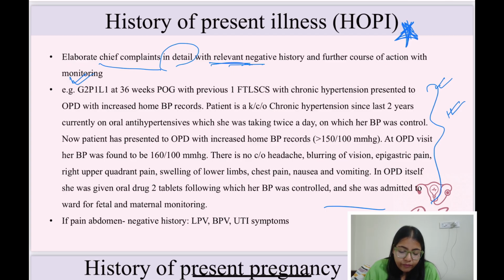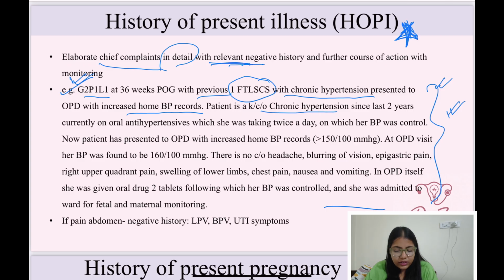Okay. So read: gravida 2 para 1 live 1 at 36 weeks period of gestation. Previous one full term LSCS. You can mention it or leave it also, it does not matter much, but it is better if you give more details. With chronic hypertension, presented to OPD with increased home BP records. Patient is a known case of chronic hypertension since 2 years. She was currently on oral antihypertensive.